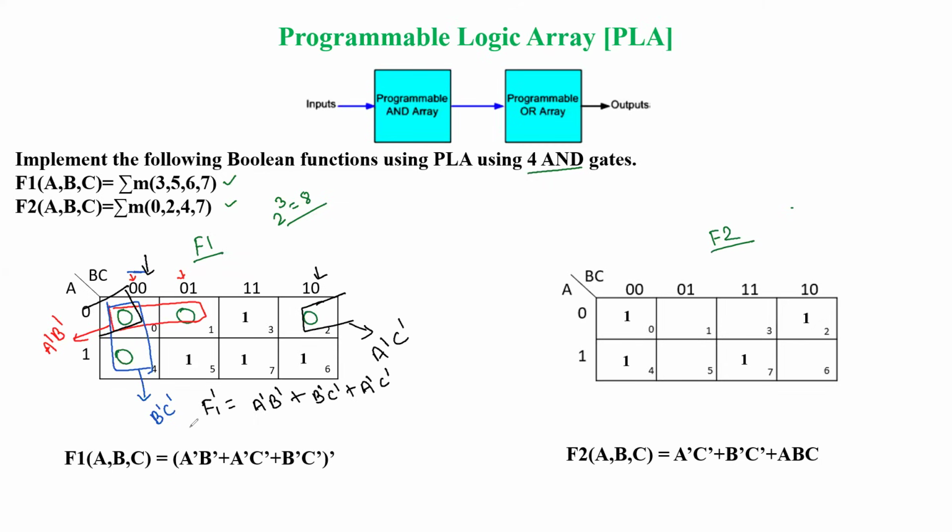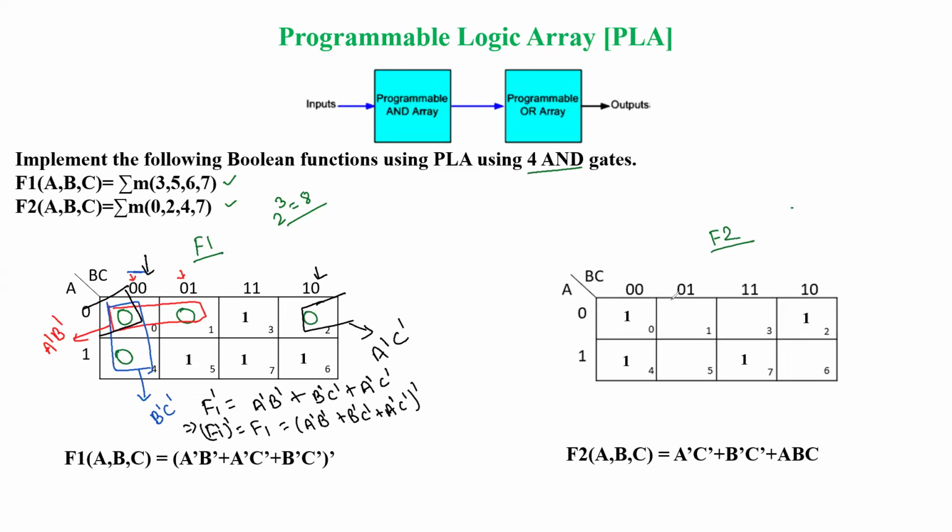Now we know that the complement of the complement gives the function itself. So here we have F1 complement, and again we take the complement. We are going to get F1, which is the complement of the function A dash, B dash plus B dash, C dash plus A dash, C dash. So now we are able to obtain this function F1 here.